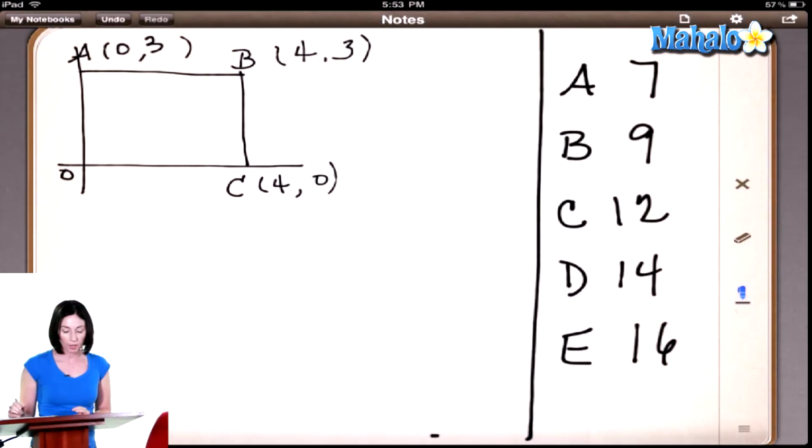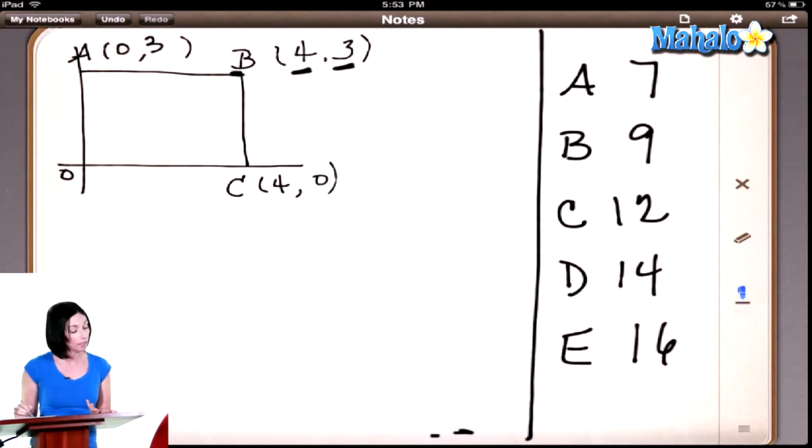All it is, the 4,3 is just the position of point B. It means that you go 4 units in the x direction, and then you go 3 units in the y direction, and when you do that, you arrive at point B. So it's just telling you the location. The same way the 4,0 is telling you the location of point C, and the 0,3 is telling you the location of point A. The reason they're doing that is to give you some indication of the size of this rectangle.